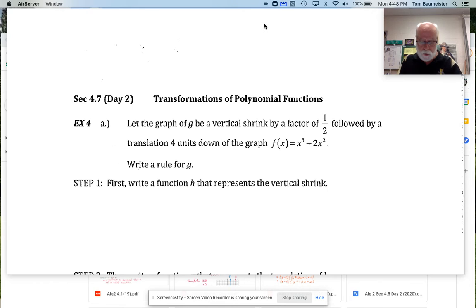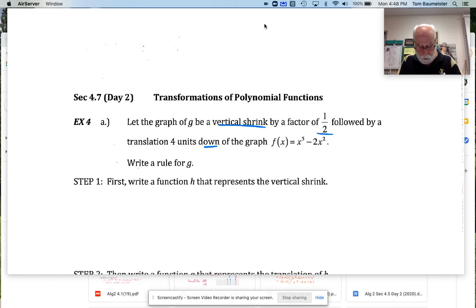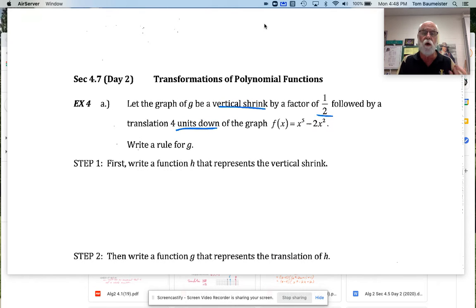So, let the graph of g be a vertical shrink by a factor of 1/2, followed by a translation 4 units down of the graph of f of x is equal to x to the 5th minus 2x squared. Write a rule for g. Remember, on these ones, they like to go with h and then they like to go with g. That's just the way your book likes to do it.